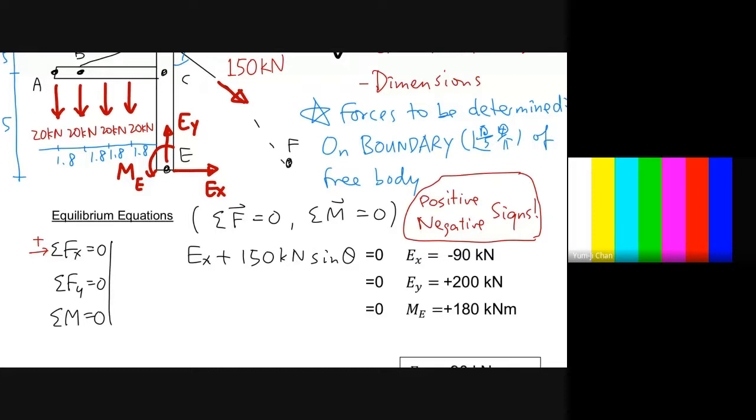So the next thing is summation Fy equal to 0. For example, we can say positive is going upwards and negative is going downwards. If you think I'm writing too quickly, then raise your hand and I will stop, okay?